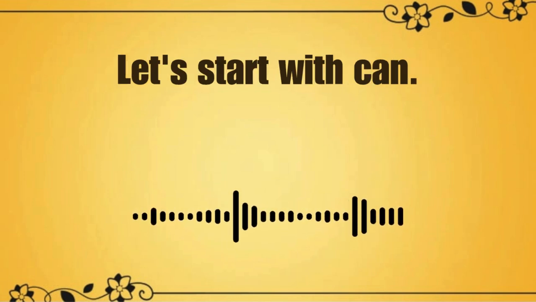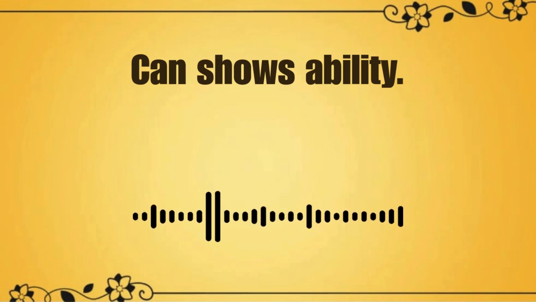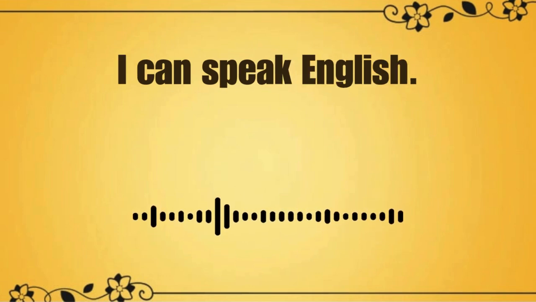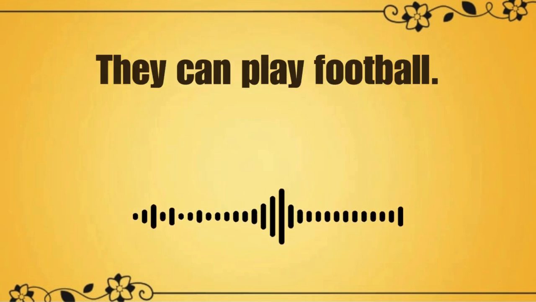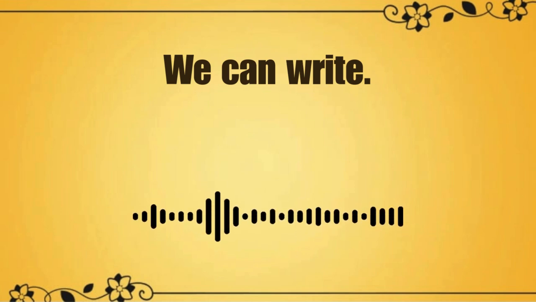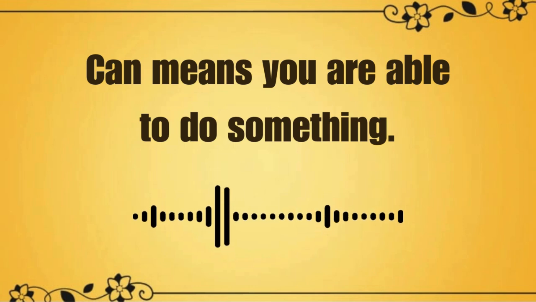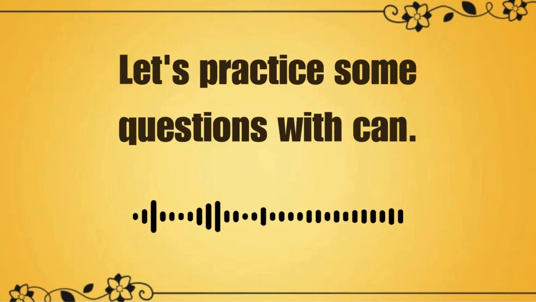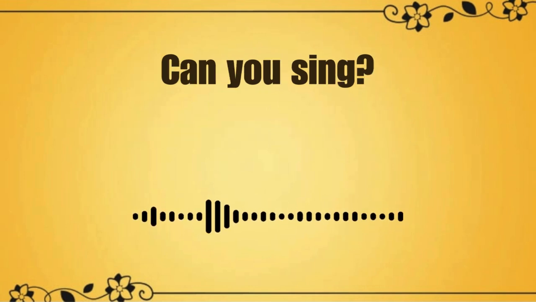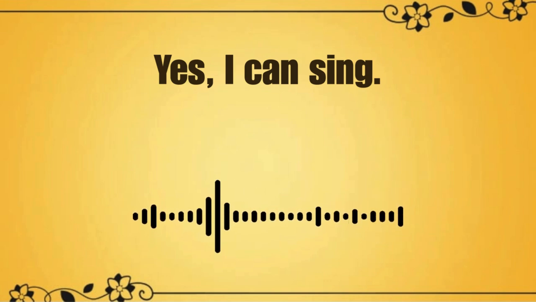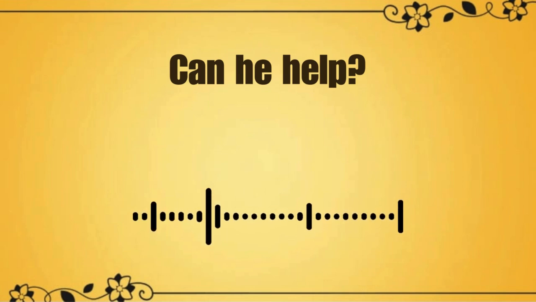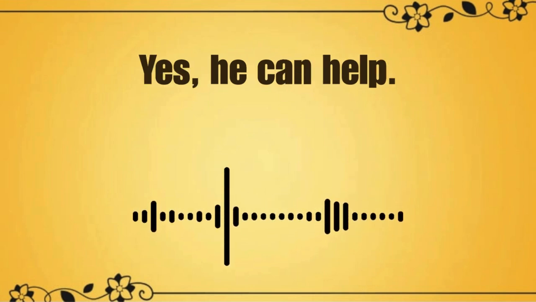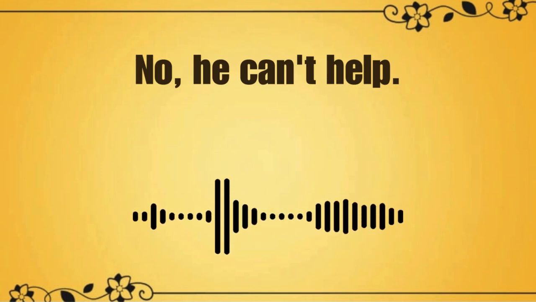Let's start with can. Can shows ability. I can speak English. She can swim. They can play football. We can write. Can means you are able to do something. Let's practice some questions with can. Can you sing? Yes, I can sing. No, I can't sing. Can he help? Yes, he can help. No, he can't help.